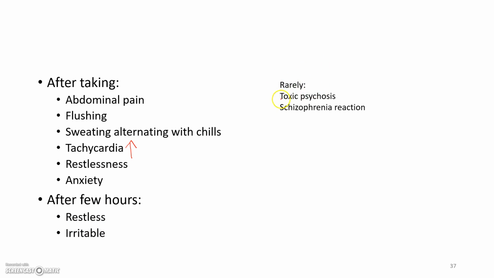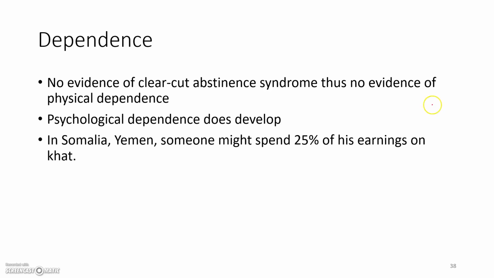Rarely, you might develop toxic psychosis and also a schizophrenia-like reaction, where you might have hallucinations, and also develop delusions. And as we have mentioned previously, delusions are false, unshakable beliefs that are not shared by people from the same cultural background.